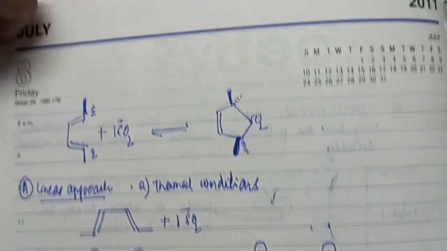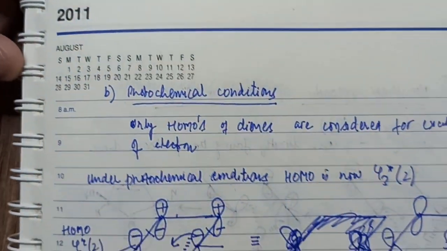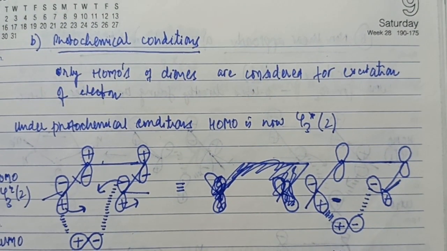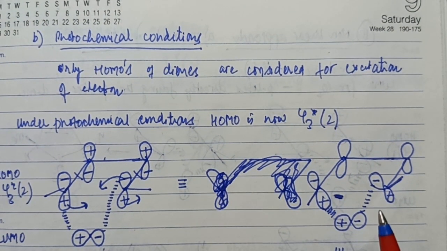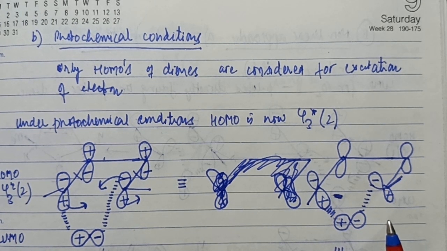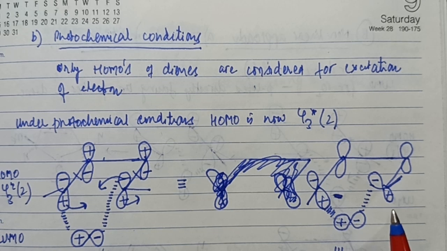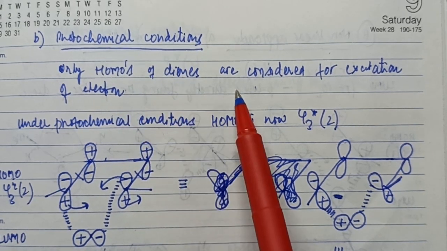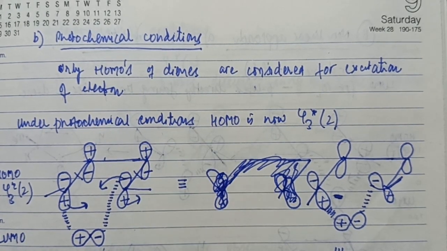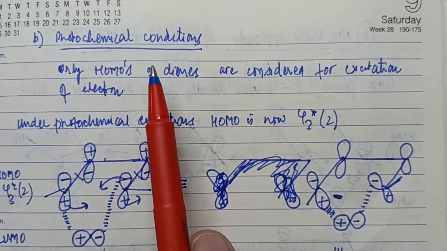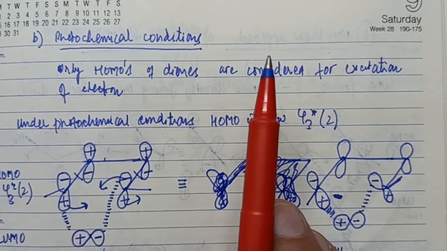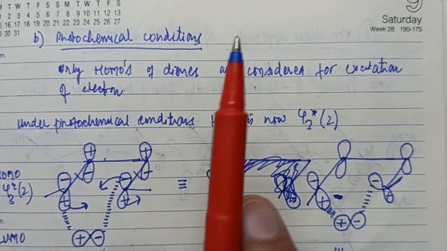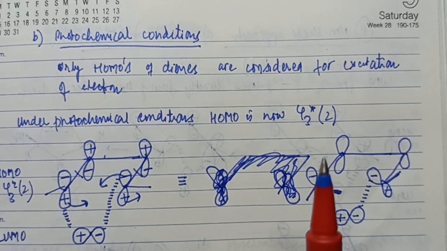Now we'll talk about the similar linear approach under photochemical conditions. Now it is simple to imagine that once we are taking photochemical conditions, I have to excite an electron from the HOMO and it will go to the next higher orbital, and that will now become the HOMO. Now, in considering the photochemical condition, only the HOMO of the diene is considered to make things simplified. So, if I'm considering photochemical conditions, I don't need to consider other alternatives. Only I need to consider the HOMO of the diene.